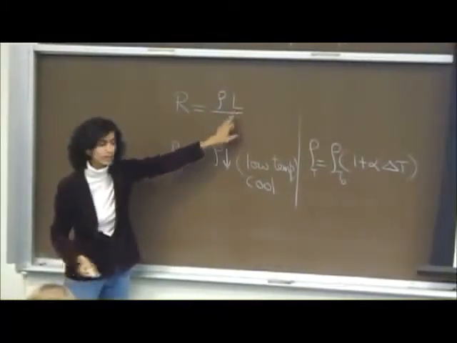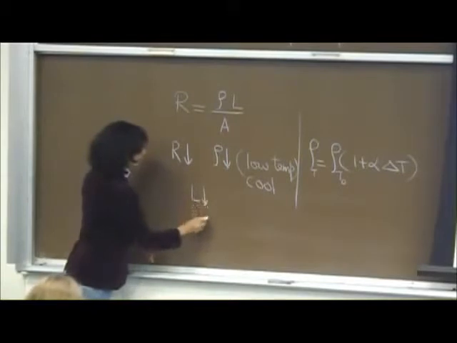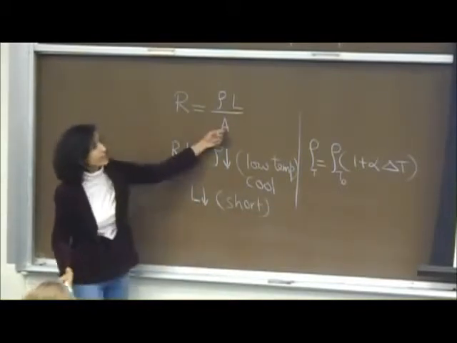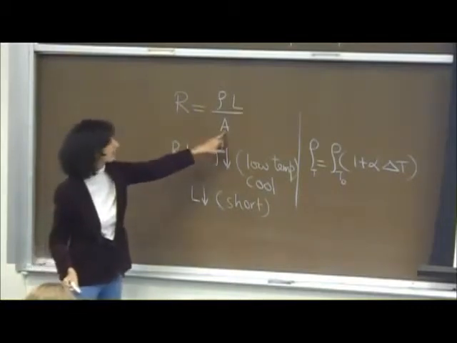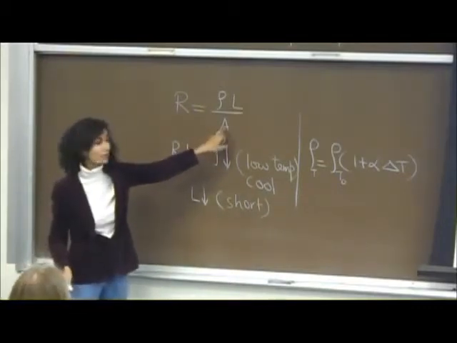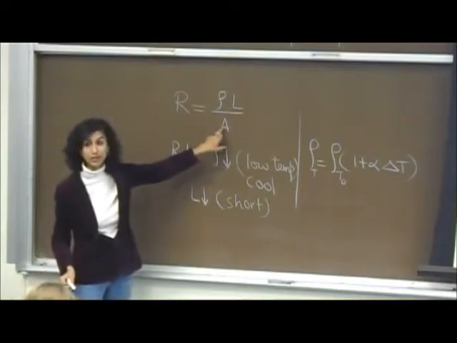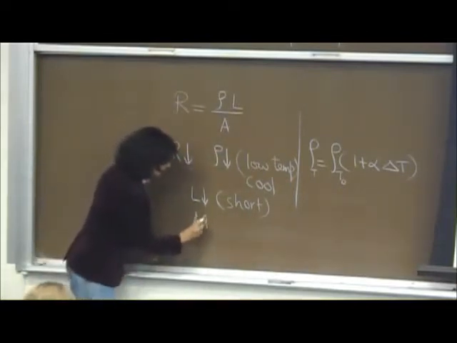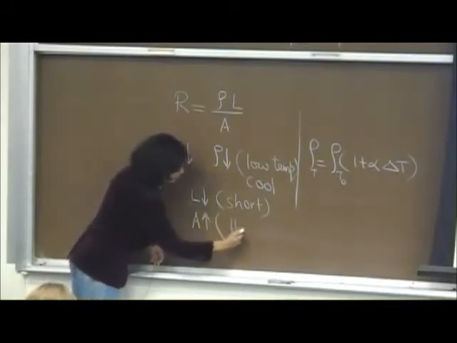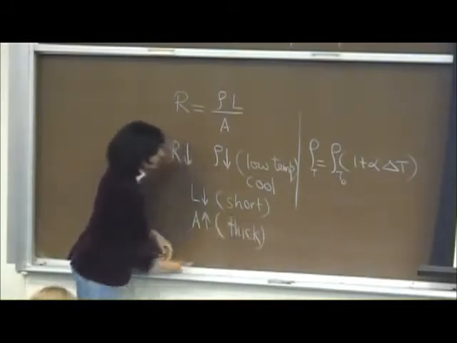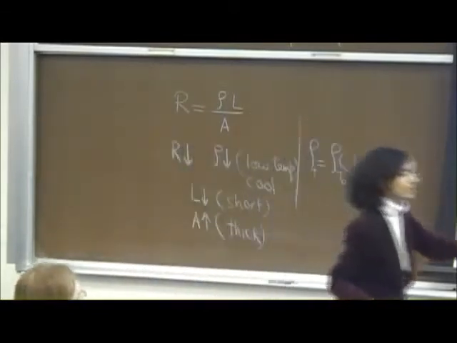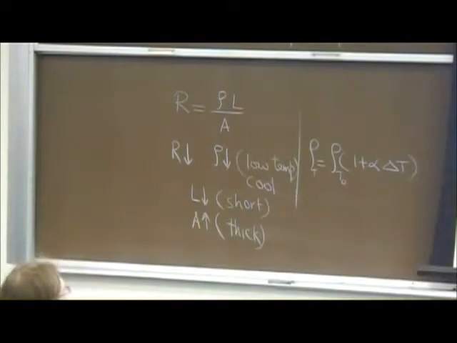It should be short. L should be small, shouldn't it? So L should be small. That means short. And what should happen to the radius? Should the radius be more? Yes, because we want the area of cross section to be large. So that means we want a thick wire. So A should be large, so the wire should be thick. Then the correct answer is cool, short, and thick. It's B. It looks like most of you got it right. That's great.